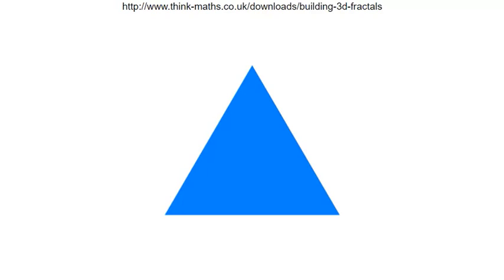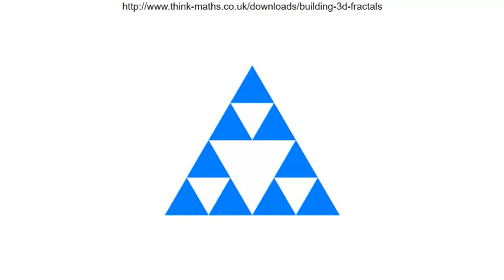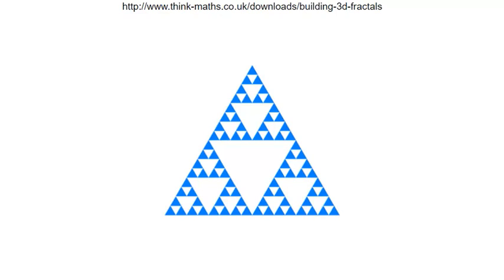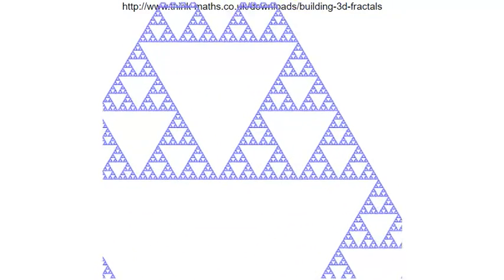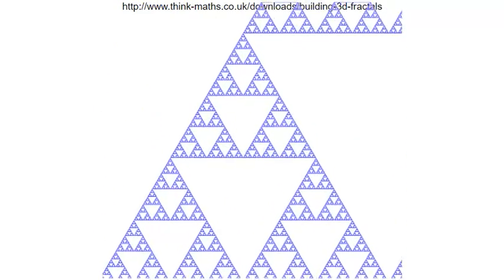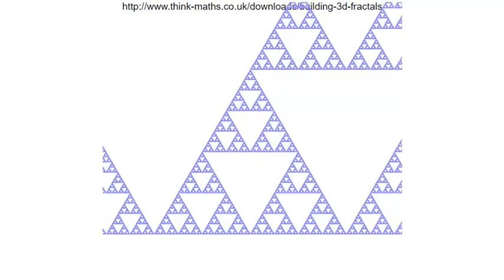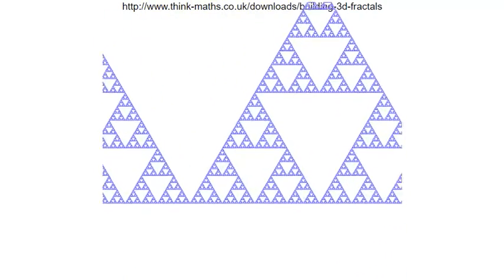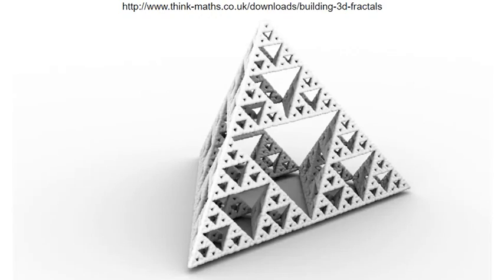What happens if we do this with a triangle instead? First, we take out the middle. Then, we take out the middle of the smaller triangles. We can then do that again, and again, and again, and again. As you can see, it will never stop. You can keep zooming in, and it'll always be the same. This is called a Sierpinski triangle. If you take 4 of these and put them together, you get this 3D structure.